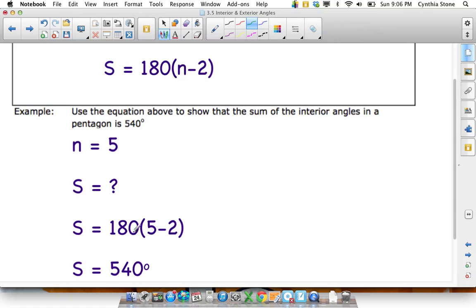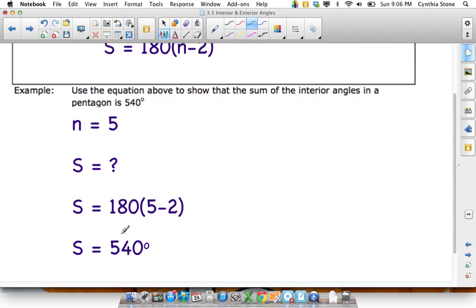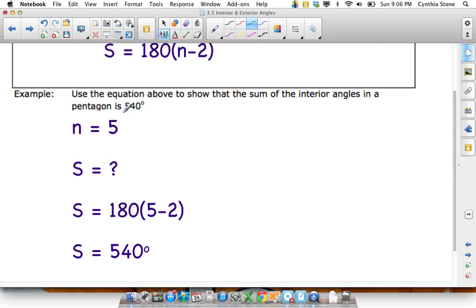5 minus 2 is 3. 3 times 180 is 540. Okay, so I'm showing there that in a pentagon, the sum of the angles, not each angle, just the sum of the angles is 540.